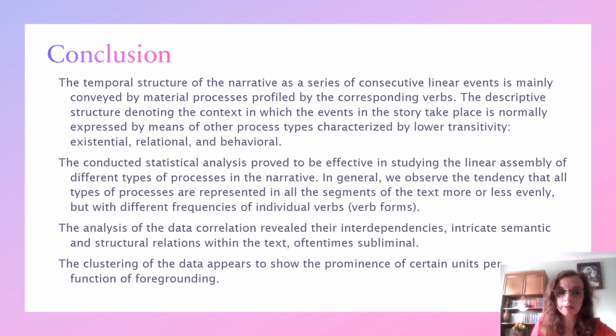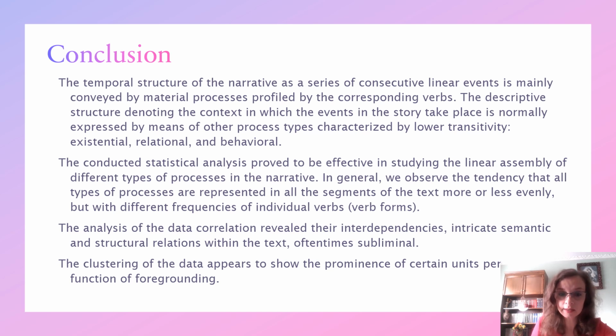The following conclusions can be drawn. The temporal structure of the narrative as a series of consecutive linear events is mainly conveyed by material processes profiled by the corresponding verbs. The descriptive structure, denoting the context in which the events of the story take place, is normally expressed by means of other process types with lower transitivity, such as existential, relational, and behavioral.